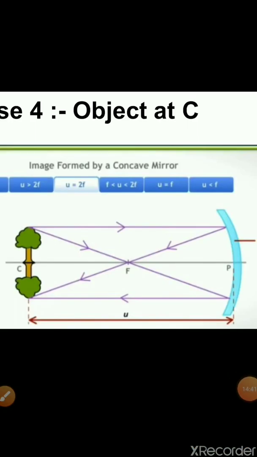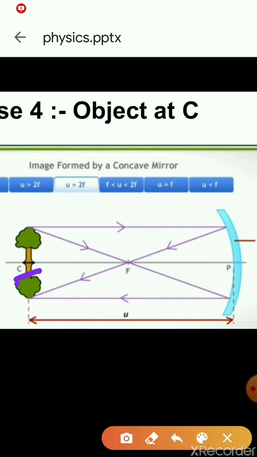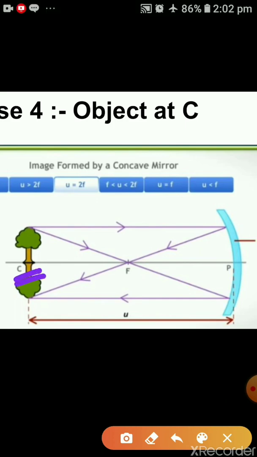Now in this fourth case we have kept the object at C. You can see the object is placed at C only. When the object is placed at C, it's a special case, and many times in examinations it is asked what type of image is formed when the object is kept at the center of curvature C, or they can ask if the image is forming of the same size as where the object is kept. So this case is important, remember this one.